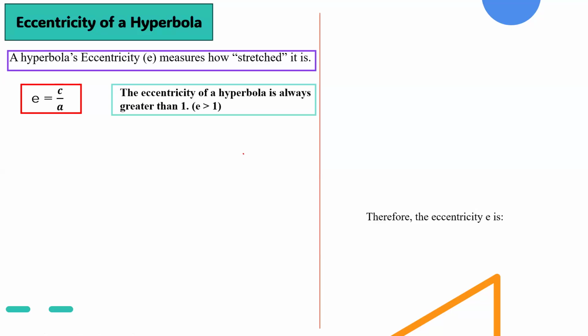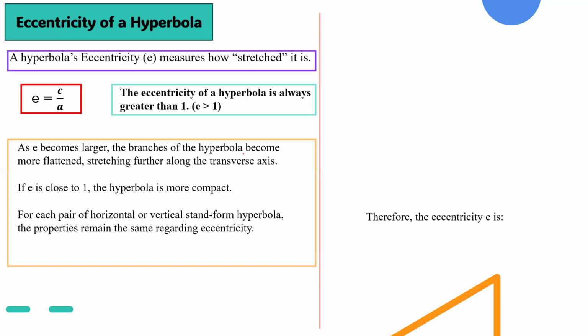Alright, so the eccentricity of a hyperbola basically measures how stretched the hyperbola will be. Now, the eccentricity of a hyperbola is always greater than 1. And we have our formula here, which is e, denoting eccentricity, equal to c over a.